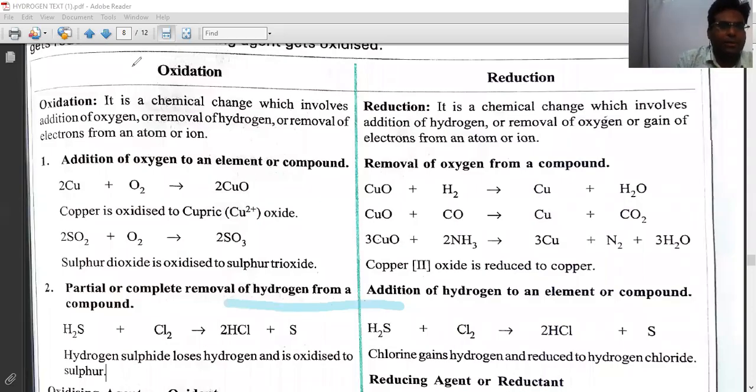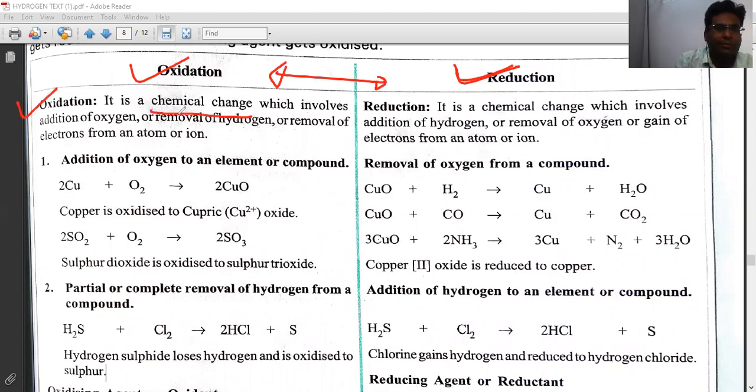So the next topic is oxidation and reduction. So this will be the difference between oxidation and reduction also. So let's see first oxidation. It is a chemical change which involves the addition of oxygen, removal of hydrogen and removal of electron from an atom.